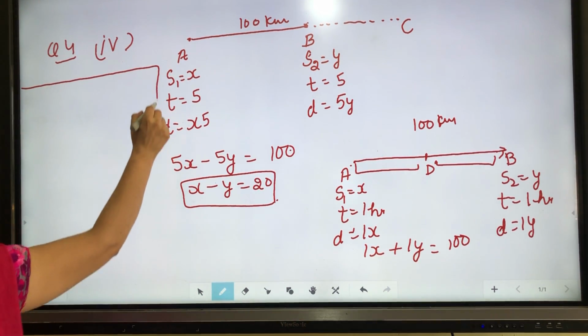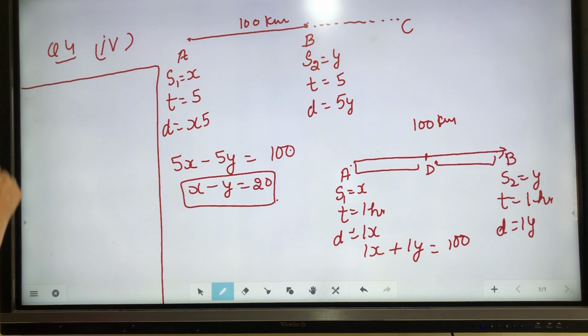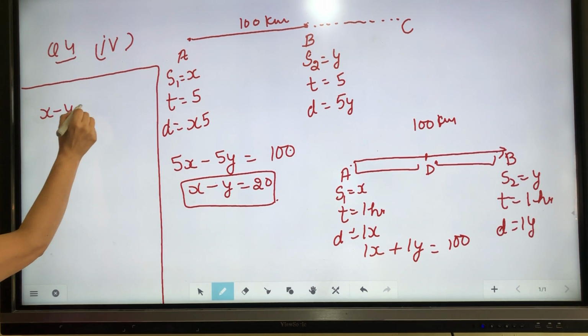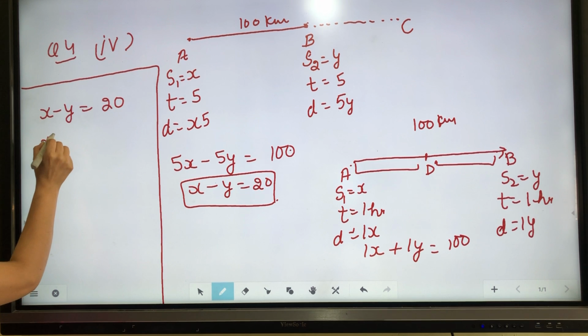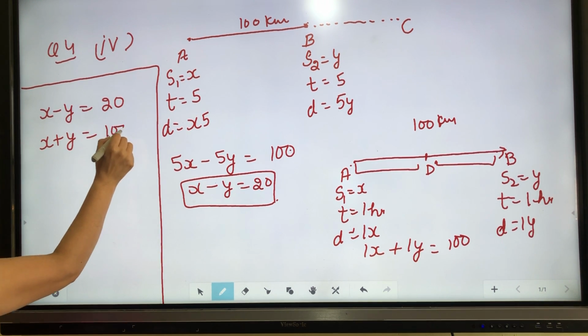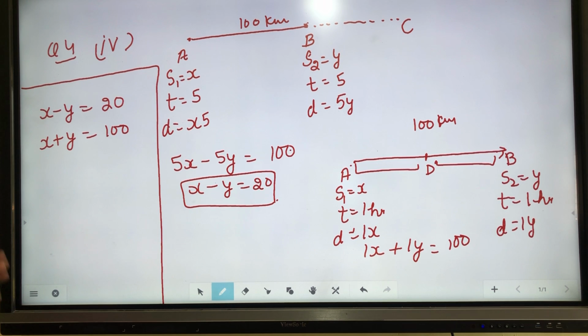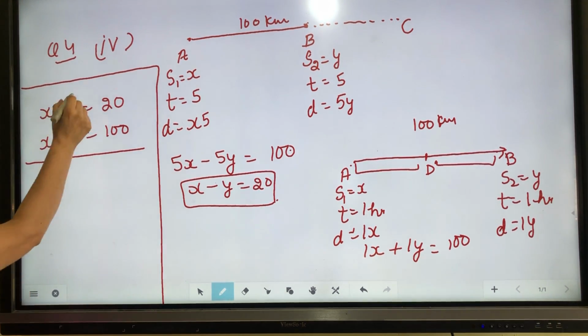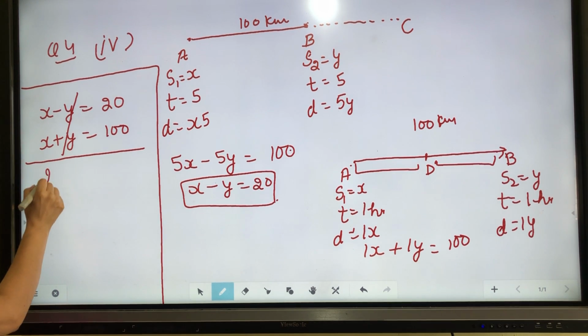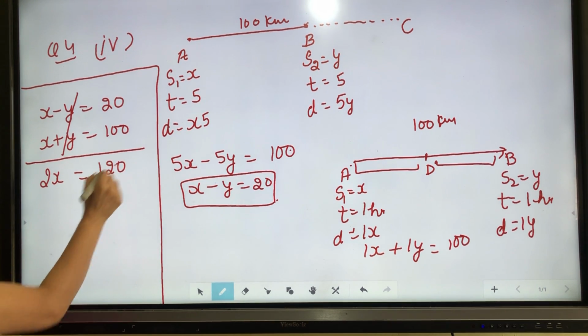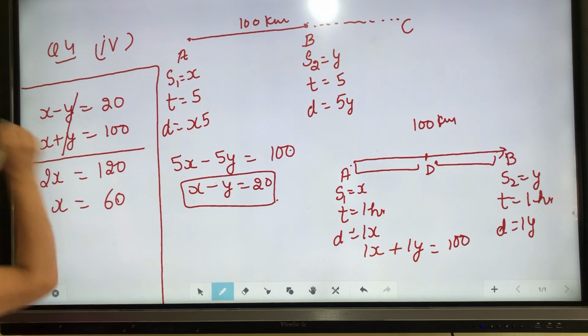Now, I am solving the equations by any method, that depends upon you. The equations are x minus y is equal to 20 and x plus y is equal to 100, and there is no binding, you can use the cross multiplication method. That depends upon you, which method you like most. That method is used here for finding the value of x and y. And I am using the elimination method. This y will cancel with y. 2x is equal to 120 and x is equal to 60 km per hour.